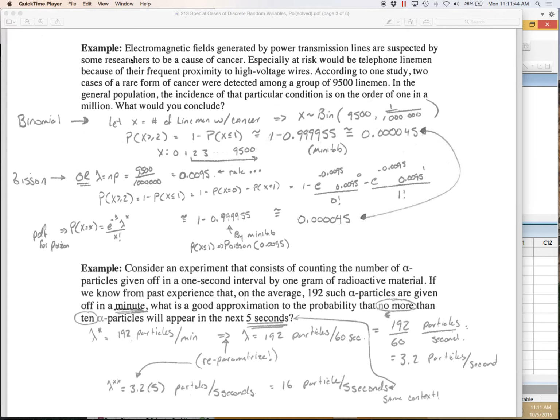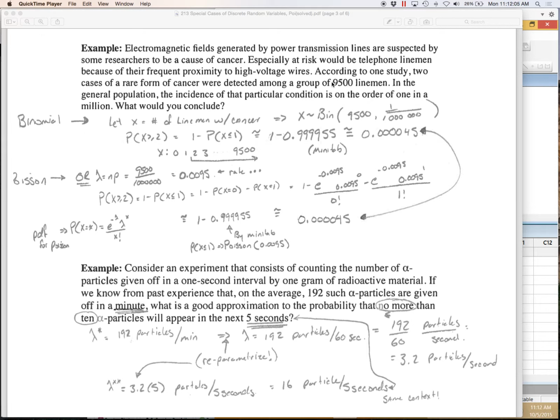The difference is in binomial, you have a fixed number of trials, whereas in Poisson, you have an infinite number of trials. Okay, so that's the big difference. The idea here is that we're trying to see the number of men out of 9,500 getting cancer, and what the probability of this is.